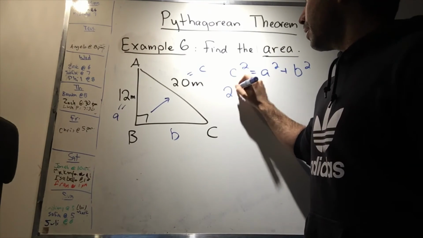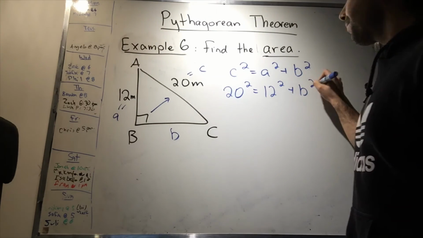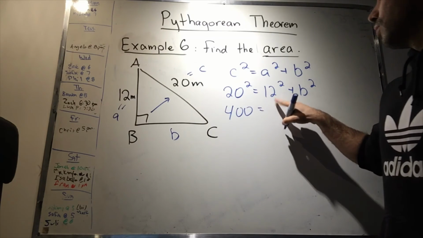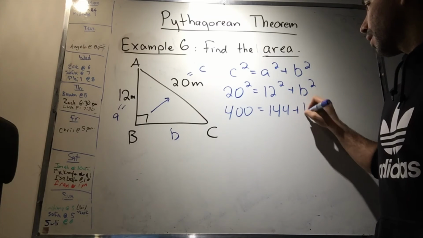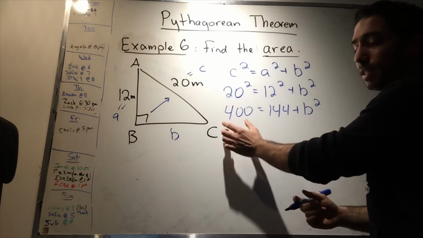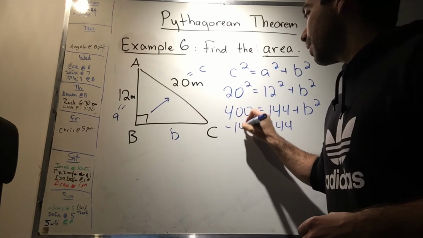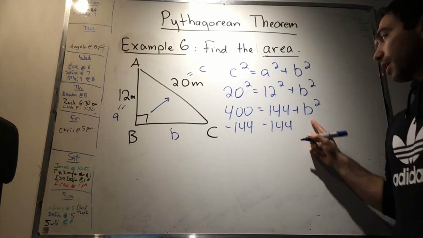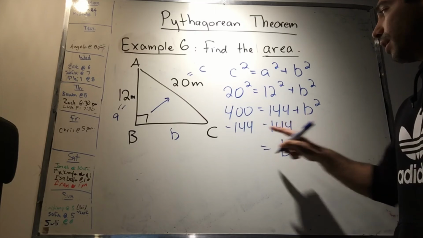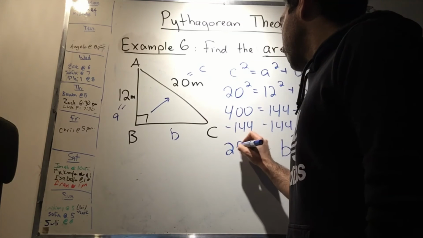Let's plug in our c as 20. So 20 squared equals a squared, 12 squared, plus b squared. That's what we're looking for. So 20 squared is 400, and that's equal to 12 squared, which is 144, plus b squared. So in this case, we're looking for one of the legs, which means that we have to put our numbers on the same side. How do we do that? Remember, we subtract 144 on both sides. We want to put our numbers with our numbers, and we'll leave b squared on the right side. So 144 minus 144 is 0, so we're left with just b squared. And 400 minus 144, we get 256.